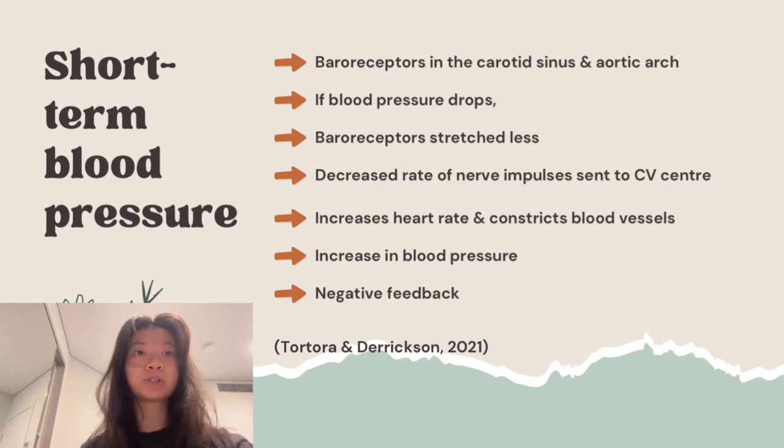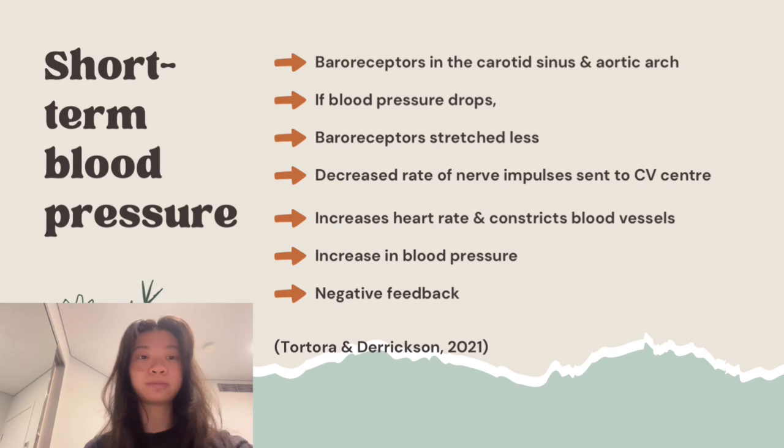So the baroreceptors will be stretched less, and this decreases the rate of nerve impulses sent to the cardiovascular center, which will then cause the cardiovascular center to increase sympathetic, which is fight or flight, and they'll also decrease the parasympathetic. So they will also increase the secretion of epinephrine and norepinephrine that'll cause the heart to increase its heart rate and cardiac output, and the blood vessels will also constrict, which will also cause an increase in the blood pressure.